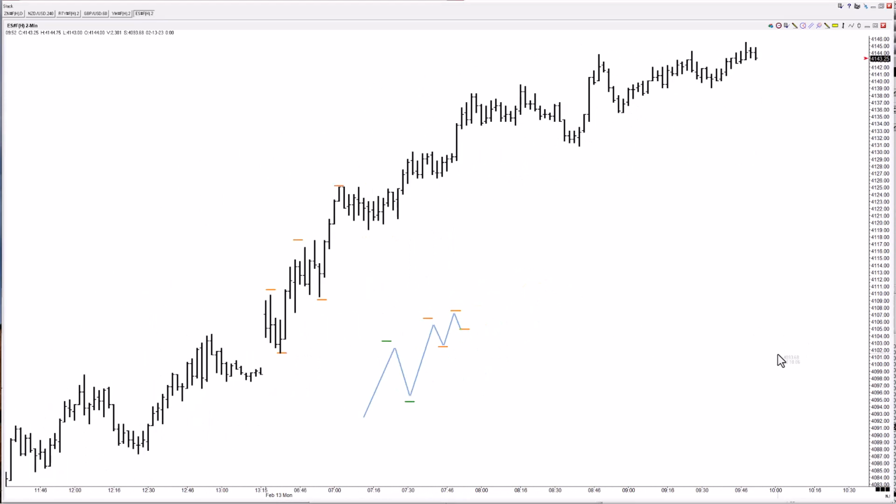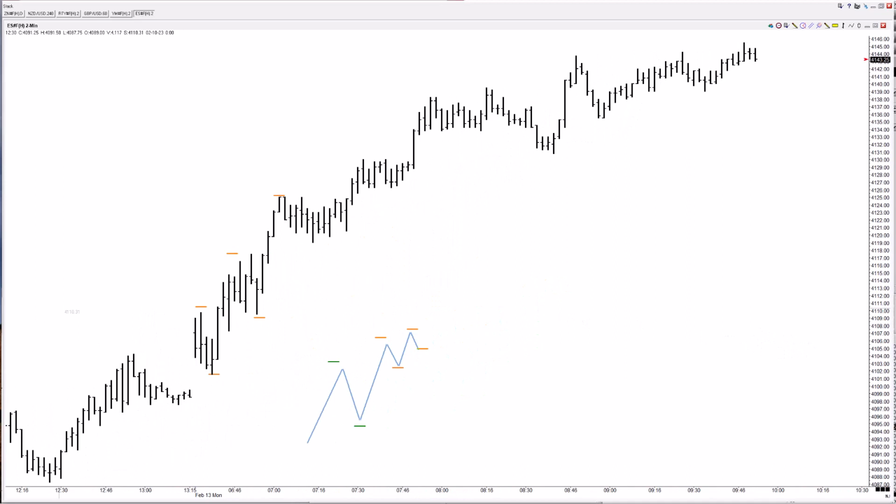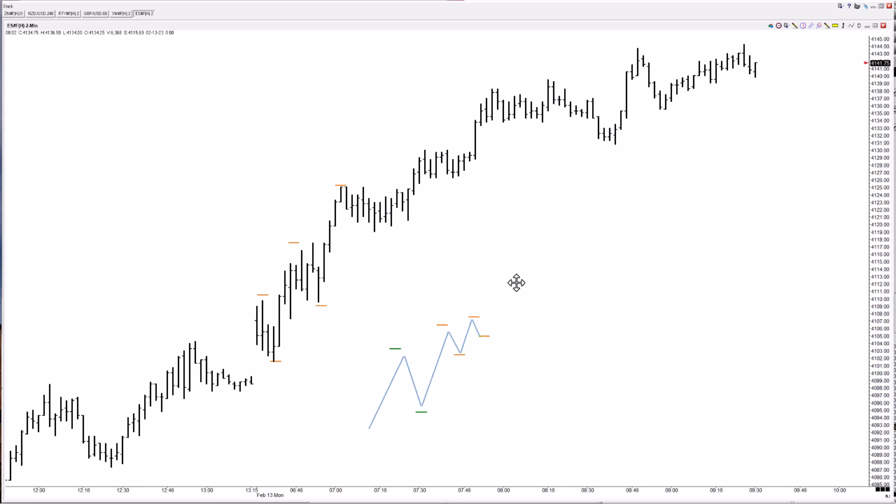Okay, so it's one of the courses I'm building. I already built a swap zone method course. Now I'm building a how to practice course. So this is just one of the practices we're going to do.